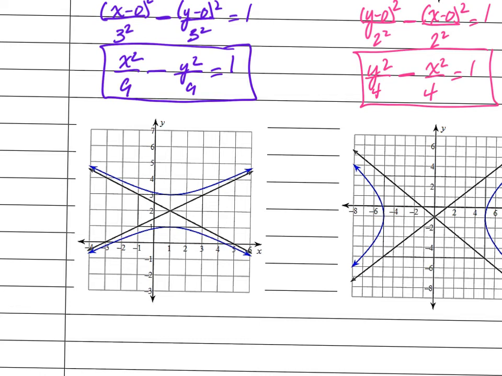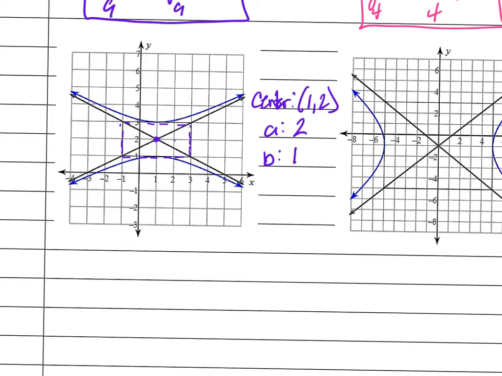So here we go. So again, I need to find the center. I need to find A, and I need to find B. So the center of my hyperbola is right there. It's at 1, 2. And horizontally, can you kind of see the box? That's right here. There we go. So it's 1, 2, A is 2, and B is 1. Okay, and it is opening. Which way is it opening? Well, it's opening this way.